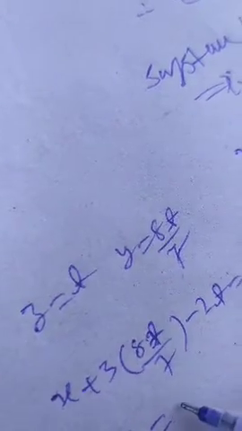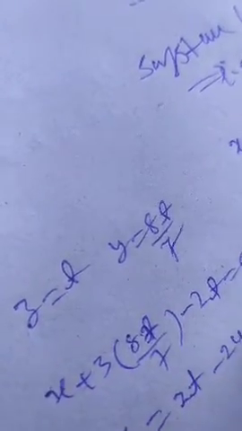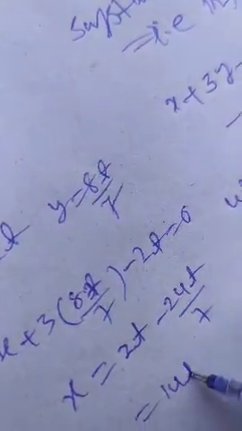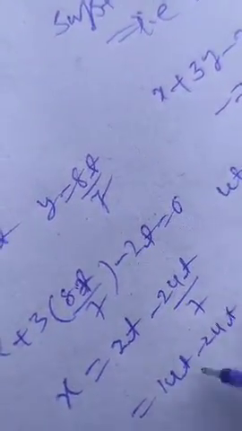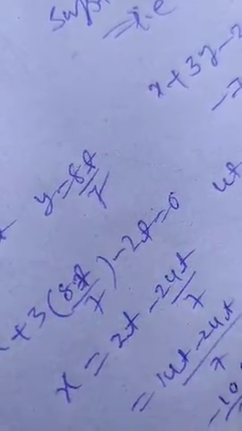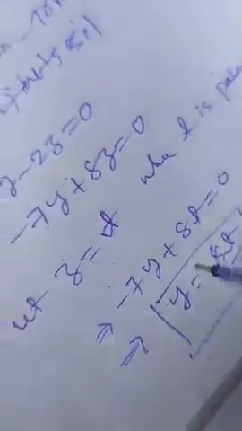So x is equal to 2t minus 24t by 7, that is 14t minus 24t by 7, which is minus 10t by 7. This is the x value, this is the y value, and this is z.